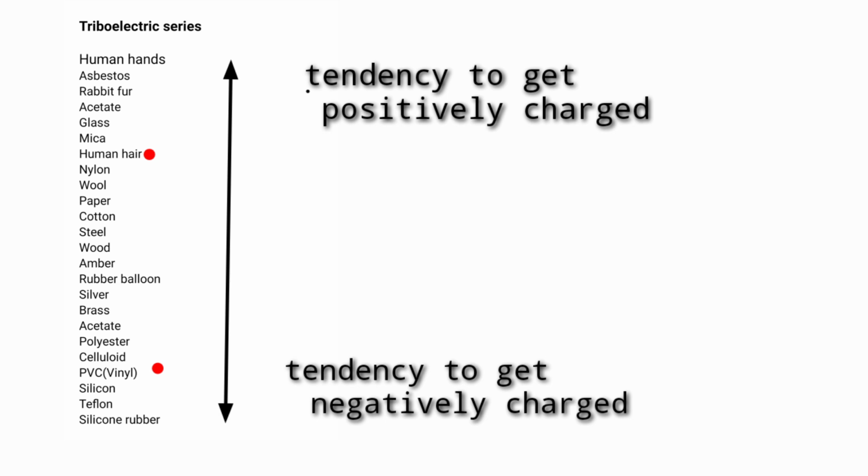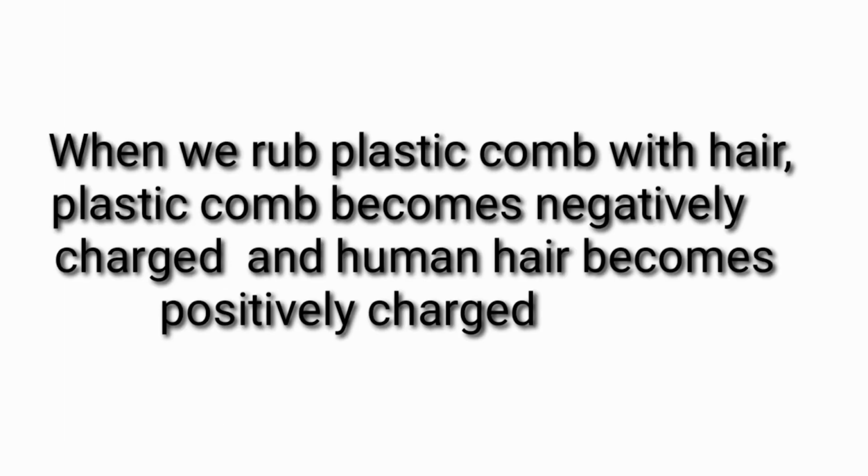So human hair has a tendency to get positively charged and the plastic has a tendency to get negatively charged. So when we comb our hair, the plastic comb becomes negatively charged and human hair becomes positively charged. This is how a body becomes a positively charged body or a negatively charged body.